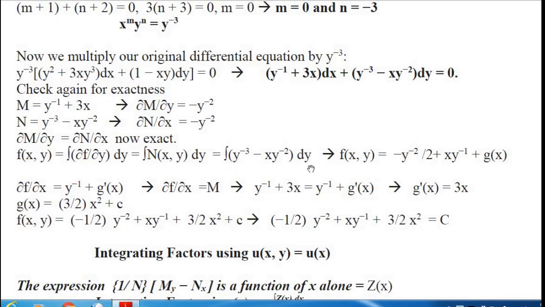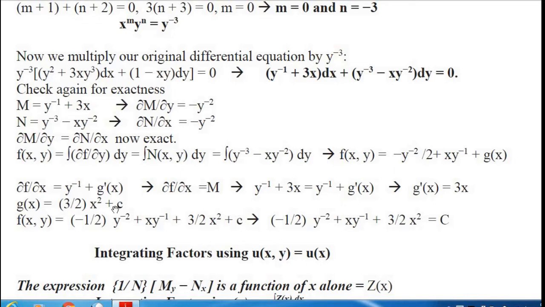And on integration we get f of x comma y as minus y raised to minus 2 by 2 plus x y raised to minus 1 plus, this is our arbitrary constant. As we integrate with respect to y, a function of x may occur here as a constant, or it may be some constant itself.